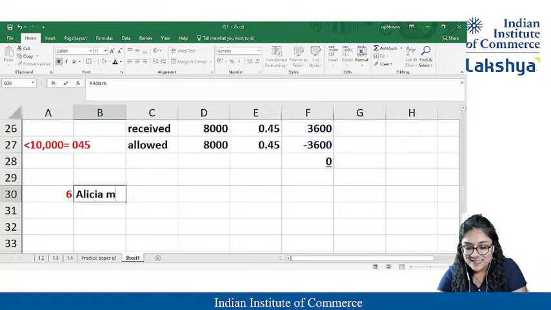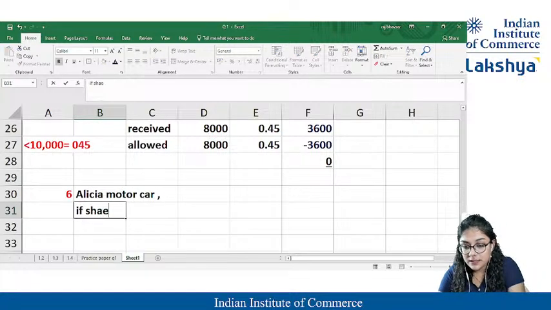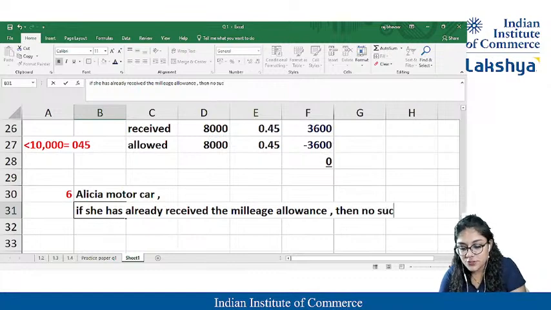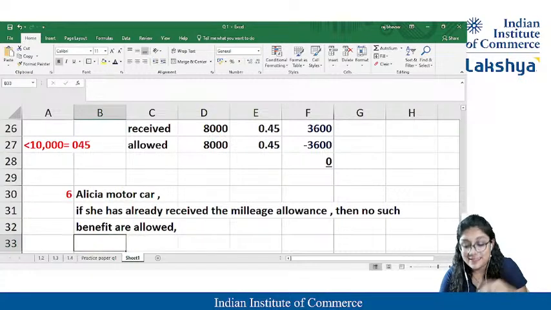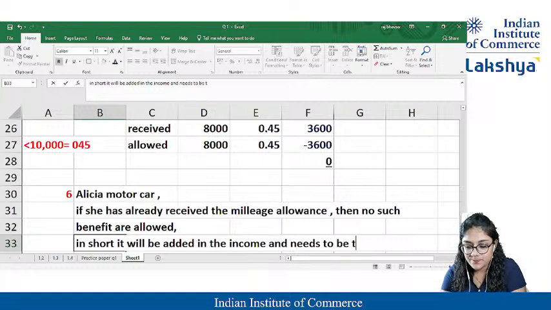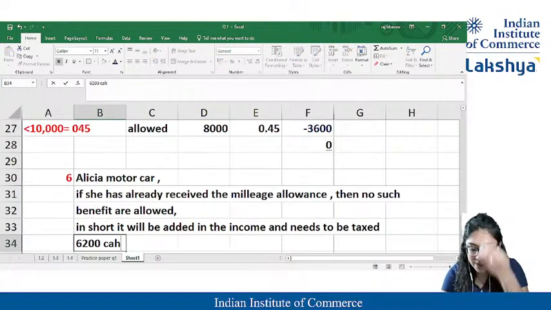Alicia's motor car: if she has already received the mileage allowances, then no such benefits are allowed. In short, that will be taxed. In short, it will be added in the income and needs to be taxed. That's all. I hope it was the easiest question. So 6,200 becomes my cash inflow.